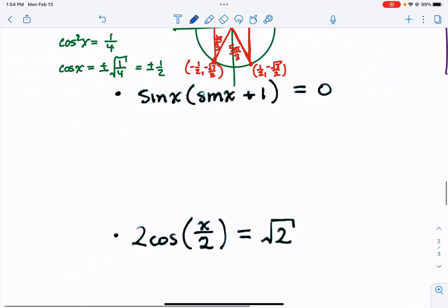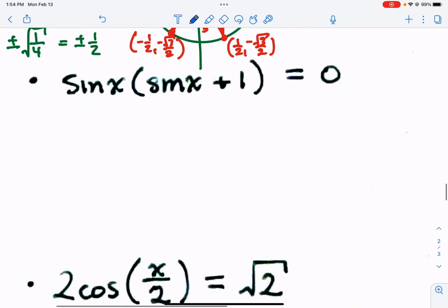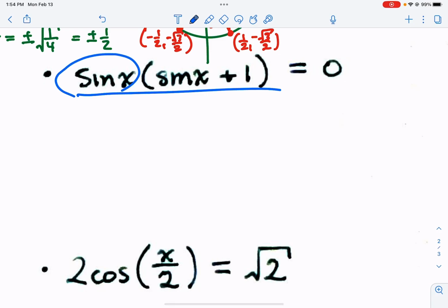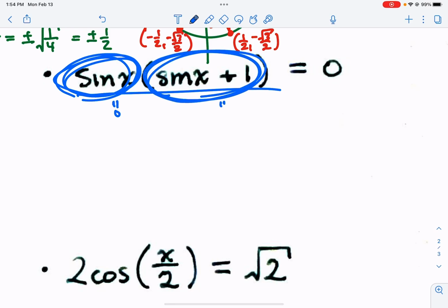All right, let's try this one over here. This one's kind of funky because we have the multiplication of two things equal to 0. Well, if you think about it, the only way that this left side could be equal to 0 is if either this sine of x is equal to 0, or if this part is equal to 0. So if we find the specific places where either of those parts are equal to 0, that is a solution for the whole thing.